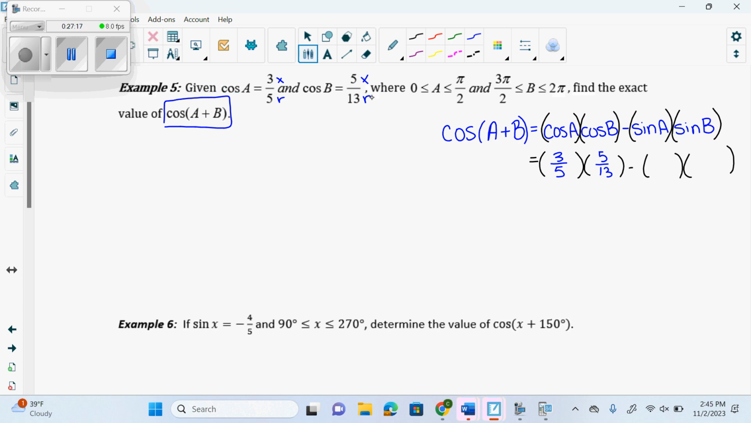So, if I do the first one, I know A, cos A is found between 0 and pi over 2. So it's here. So, x is 3, r is 5, y is positive something because I drew it here, and this is triangle A.